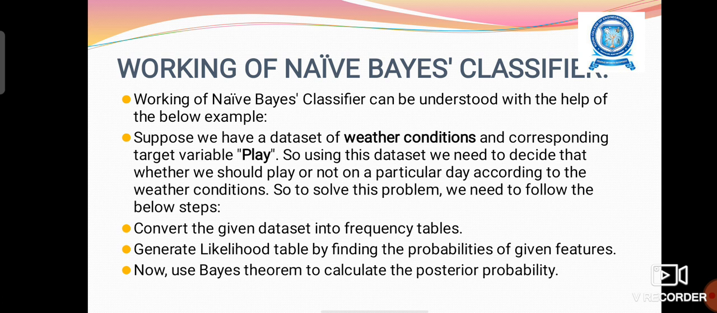Working of the Naive Bayes classifier. Suppose we have a data set of weather conditions and a corresponding target variable, play. Using this data set, we need to decide whether we should play or not on a particular day according to the weather conditions. To solve this problem, we need to follow the below steps. Convert the given data set into frequency tables. Generate a likelihood table by finding the probabilities of given features. Now use Bayes theorem to calculate the posterior probability.